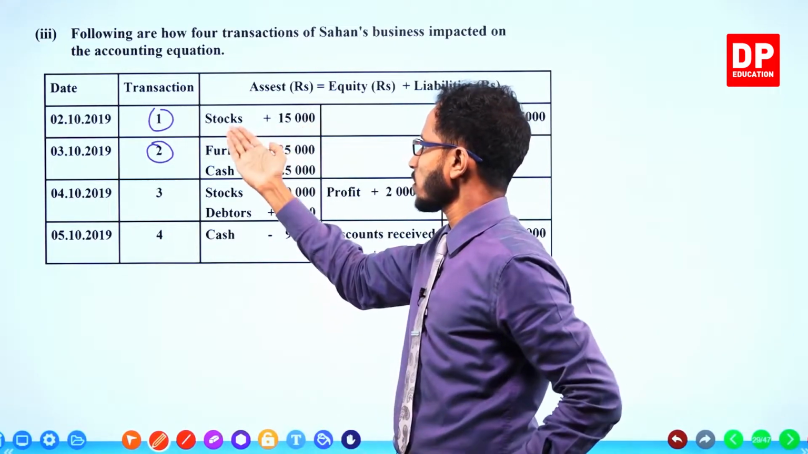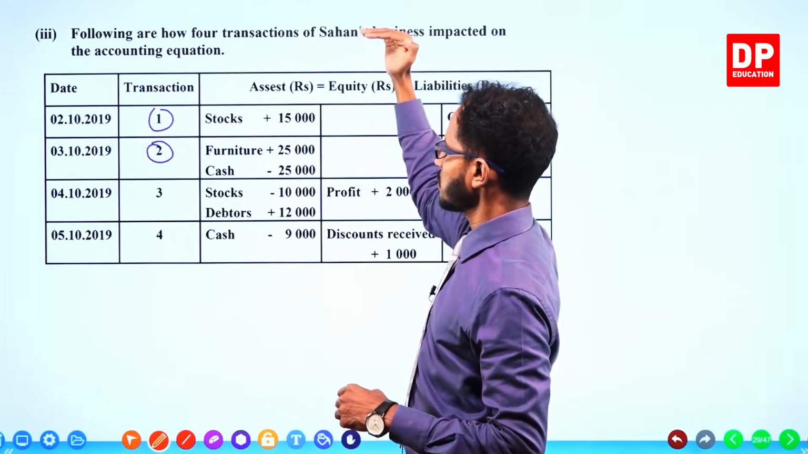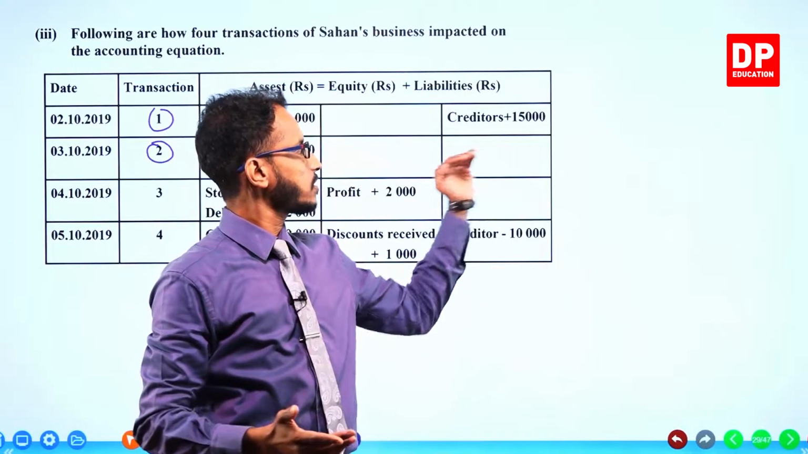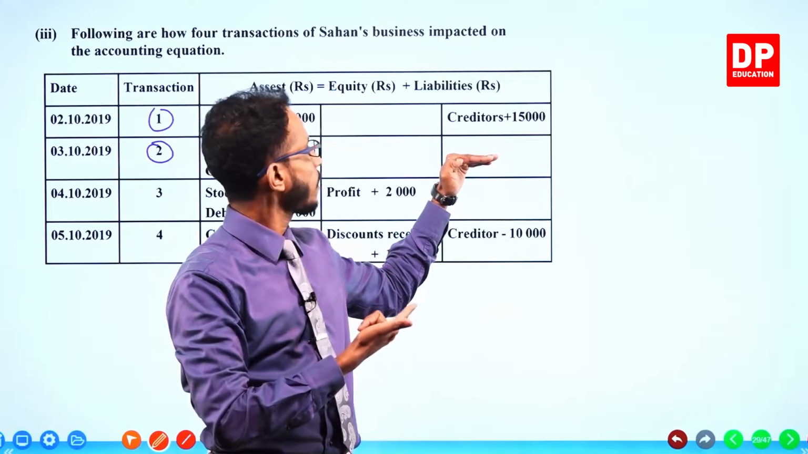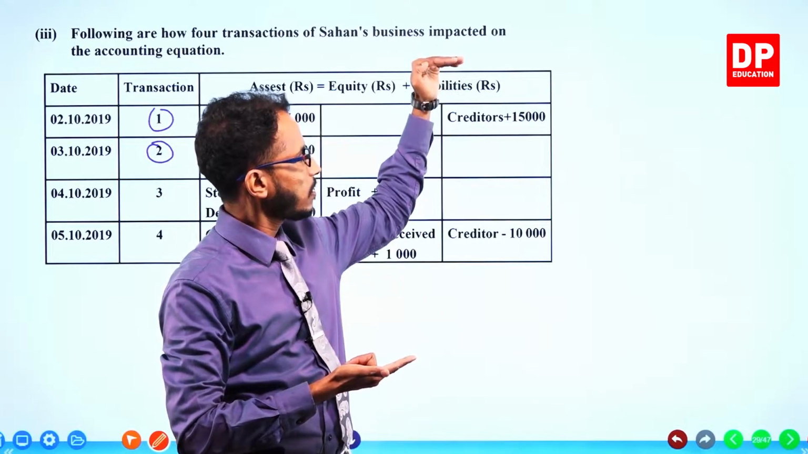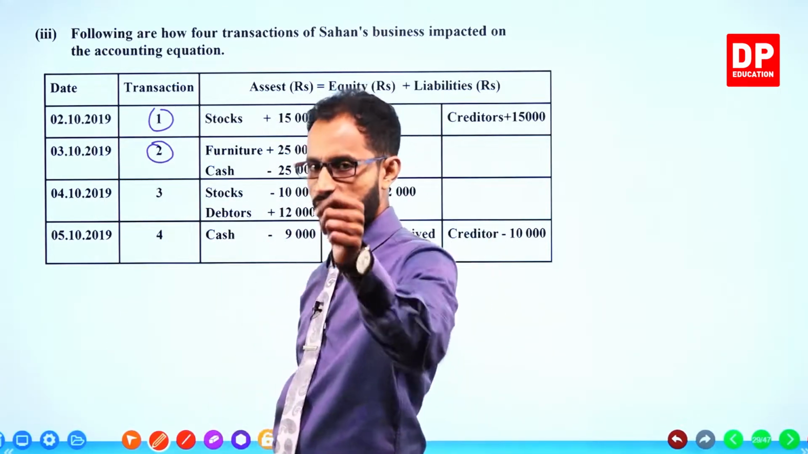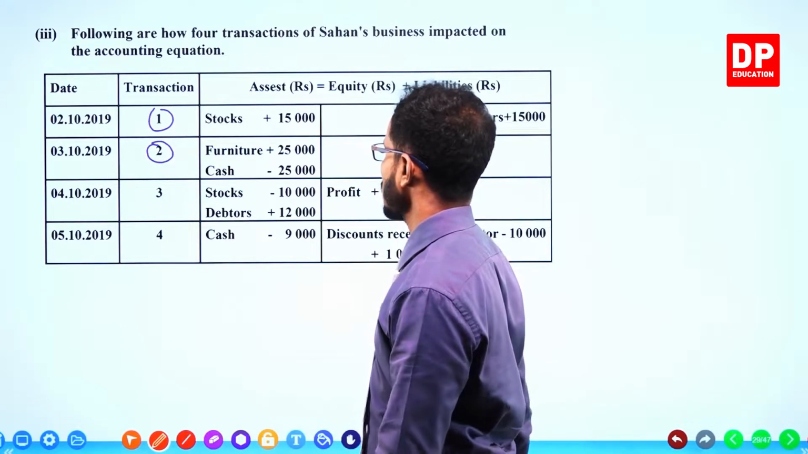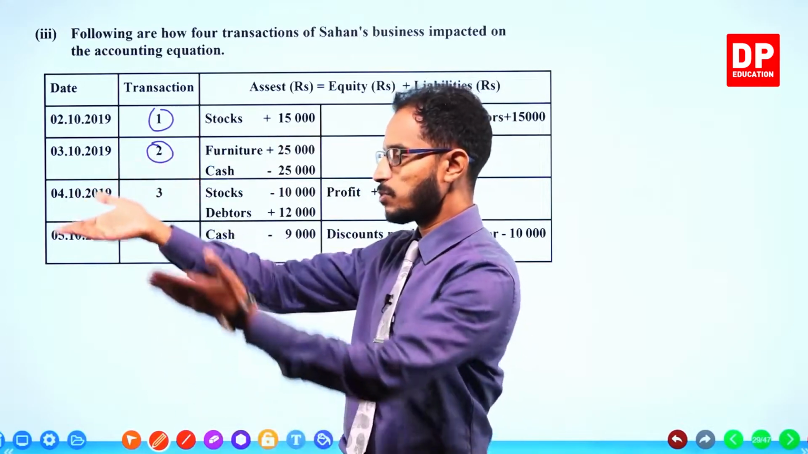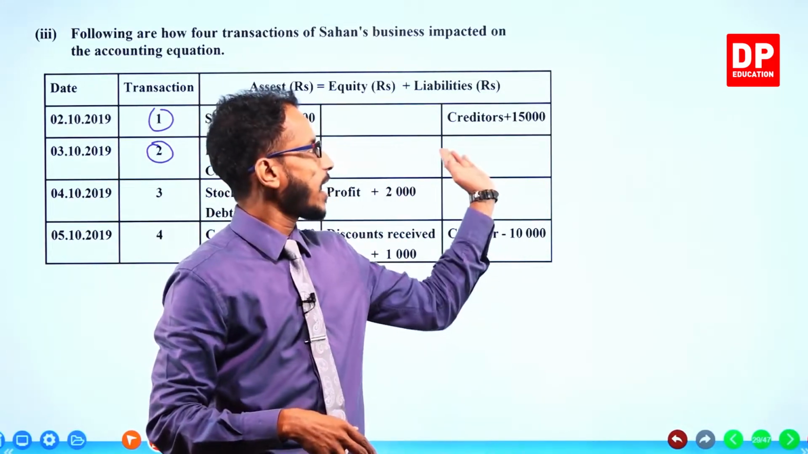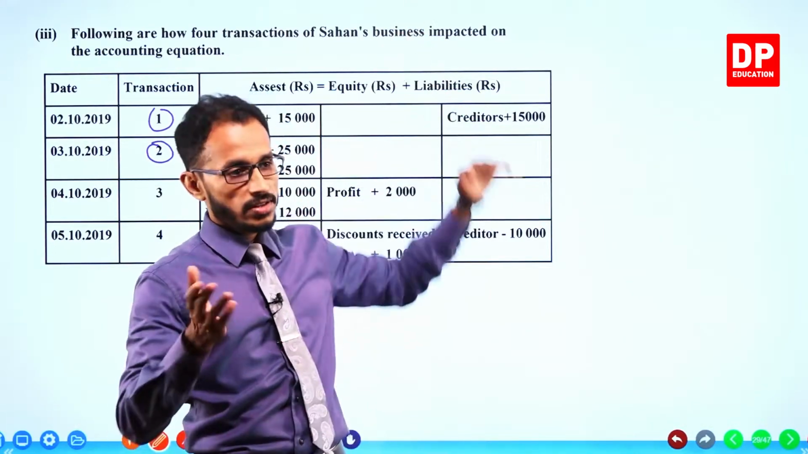Stock has increased. Creditors also has increased. Goods bought on credit. That's right. Stock of 15,000 bought. So stock increases when we buy new goods to the business. And on credit, so creditors also increase. Liabilities increase. Creditors, we have to pay them more.